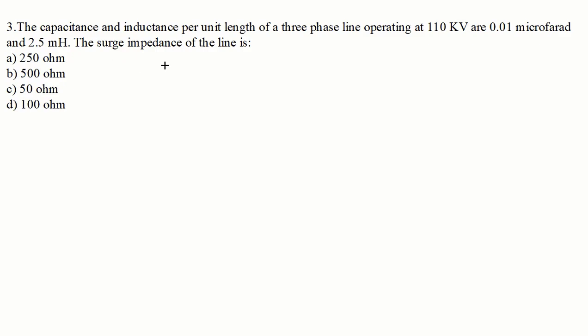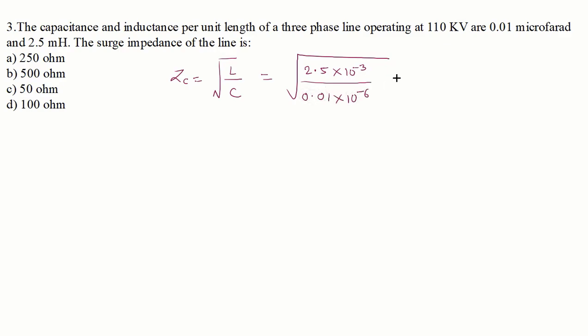Now what is the expression for surge impedance? ZC is the square root of L by C. So this formula we should remember. So this is equal to the square root of L, which is given as 2.5 millihenry, so 2.5 into 10 raised to minus 3, divided by C, which is 0.01 into 10 raised to minus 6 as it is in microfarad.